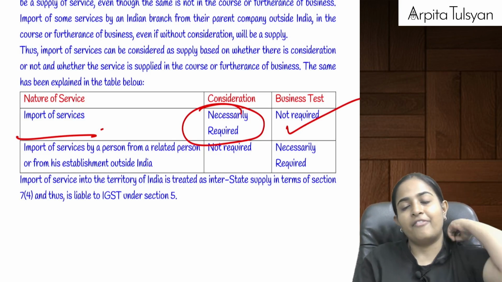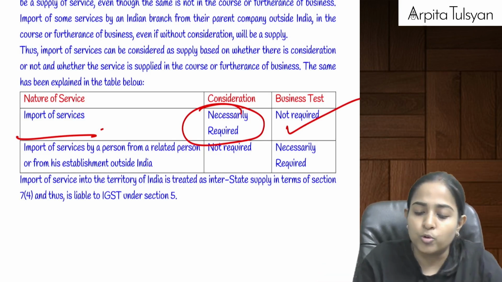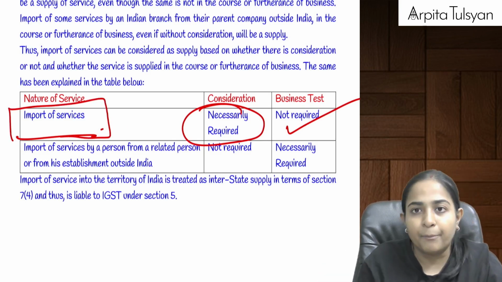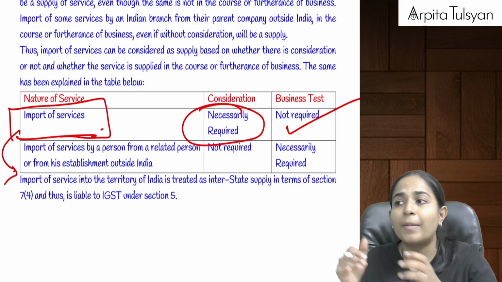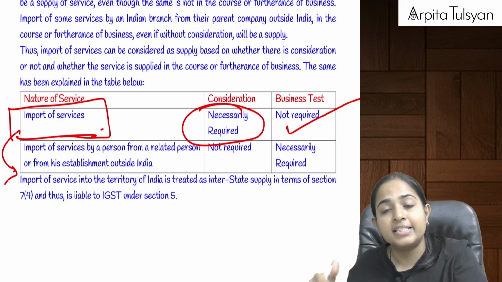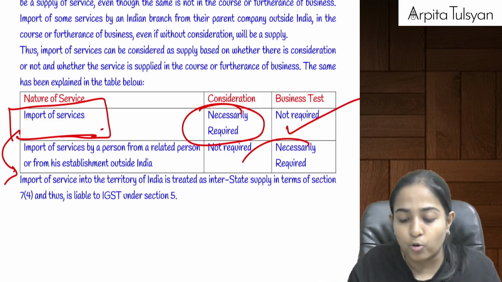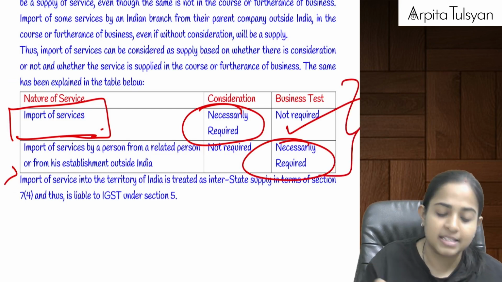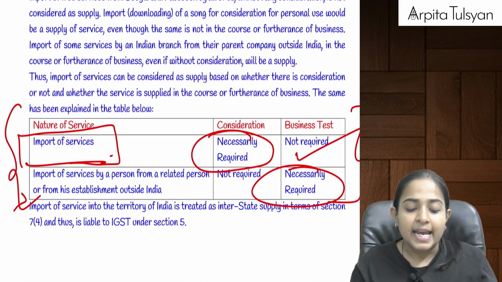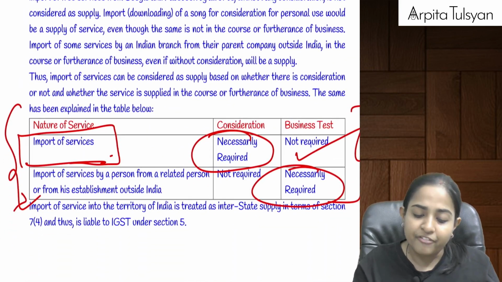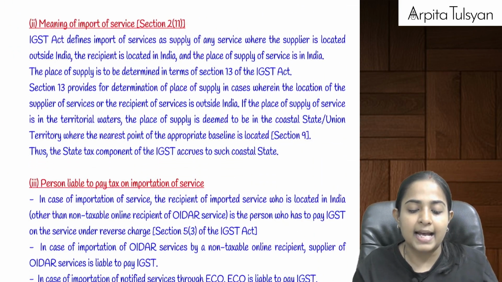Okay, so whenever we are importing any service for some consideration, whether or not in the course or furtherance of business, it will be called import of services. And we had seen one more point: if we are importing any services from a related person or from our establishment which is located outside India for free, but if it is done in the course of business, then even that will be called a supply, and therefore it will be considered as import of services. And if import of services is happening, then it is considered as interstate supply.